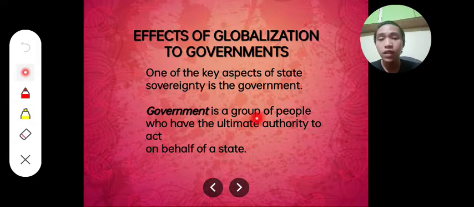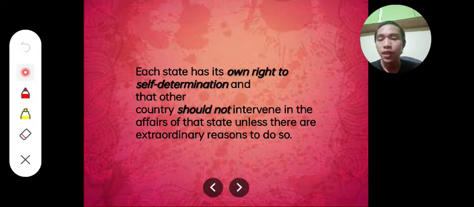The government gives the rules and regulations, so they have the ultimate authority, and each state has its own right to self-determination, that other countries should not intervene in the affairs of the state unless there are extraordinary reasons to do so. So as we can observe, every country has its own right of self-determination, particularly here in our local community or country in the Philippines. They obey such laws and they undergo self-determination.